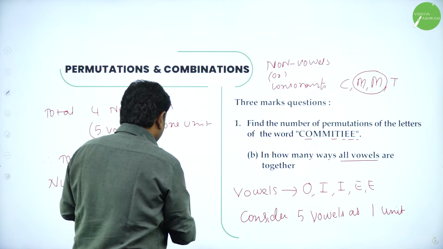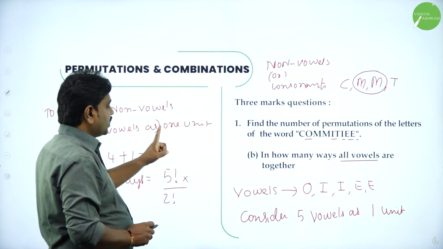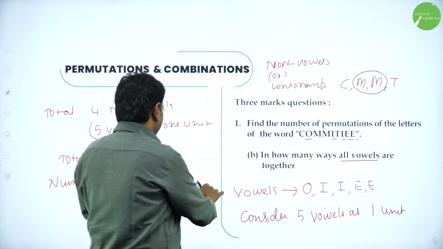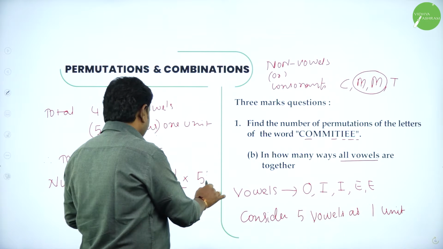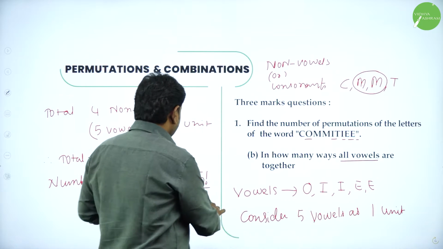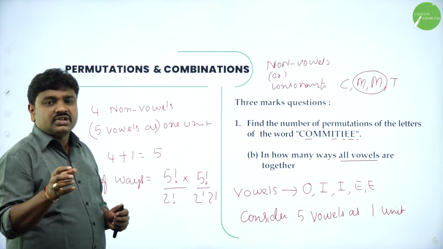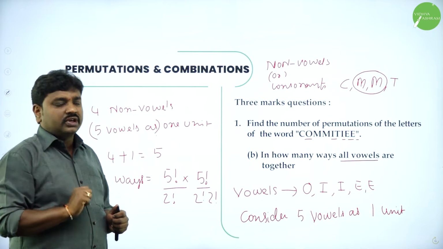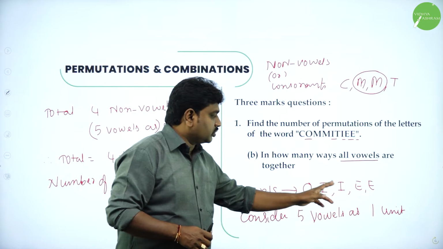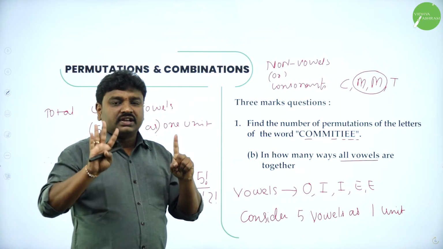So 5 factorial by 2 factorial into this 1 unit, whatever we have taken, 1 unit I took the vowels, 1, 2, 3, 4, 5. So that 5 separately I can take them as 5 factorial divided by, in this we have repeated 2 factorial into 2 factorial. So total number of ways in which 5 vowels are together, or how many ways vowels are together? I have total 1, 2, 3, 4, 5 vowels. 5 vowels I will take as 1 unit out of 9 letters.